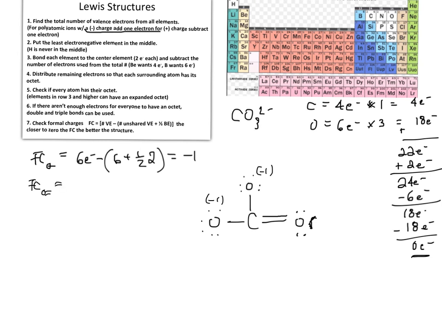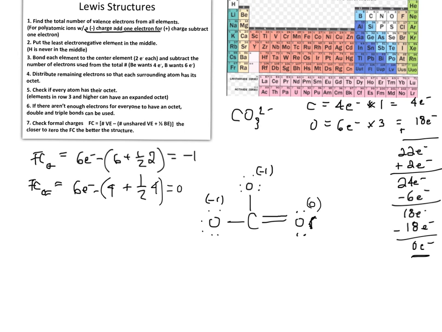Once again, 6 valence electrons is what we have. We're going to subtract our unshared valence electrons. If we look over here on this oxygen, we have 2, 4 unshared valence electrons. So that gives us a total of 4 here. And then half of our bonded electrons. In this case, because we have 1, 2 bonds, each bond having 2 electrons, that will give us a total of 4 electrons. So 6 minus 4 plus half of 4 is going to give us 0. So the formal charge on this particular oxygen is 0.